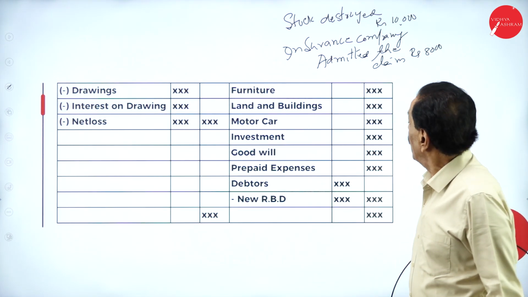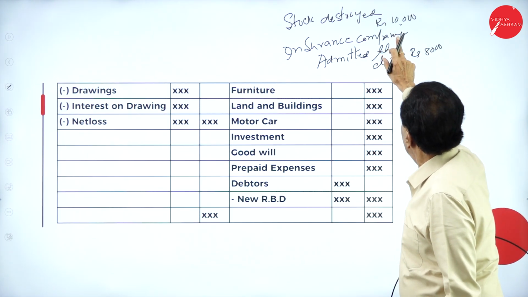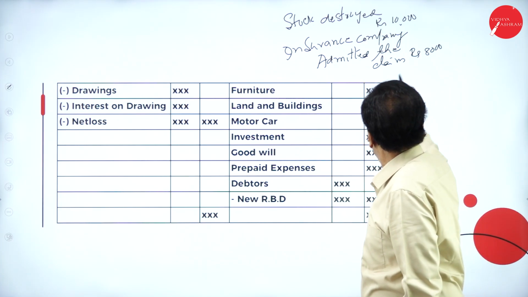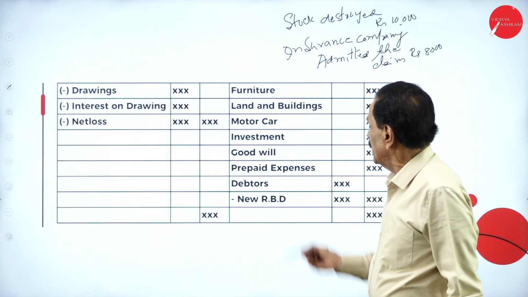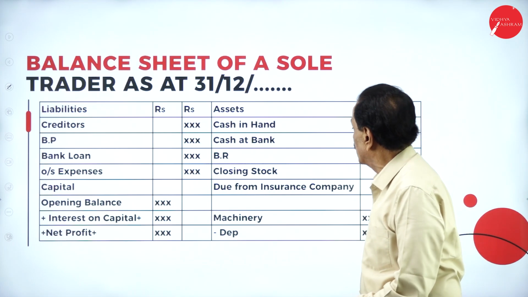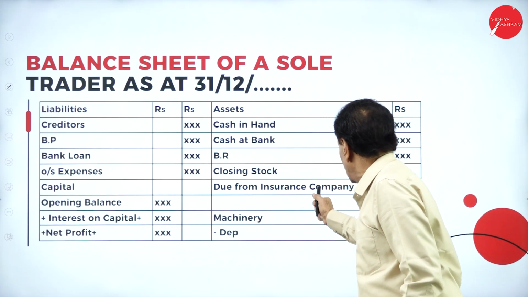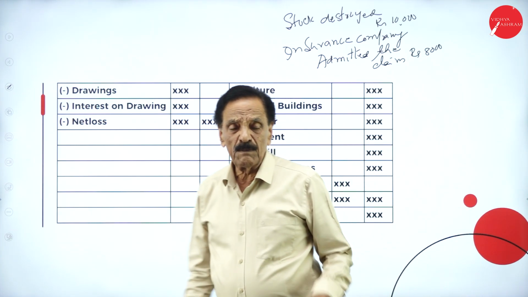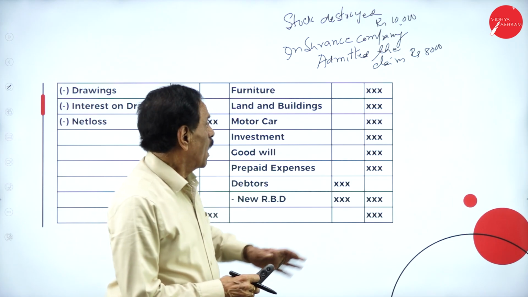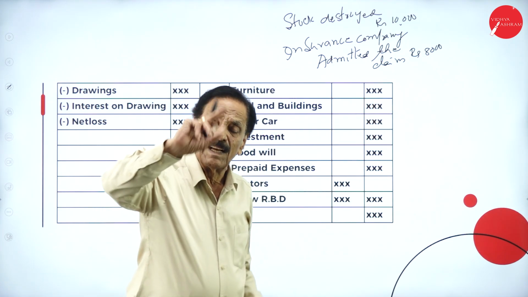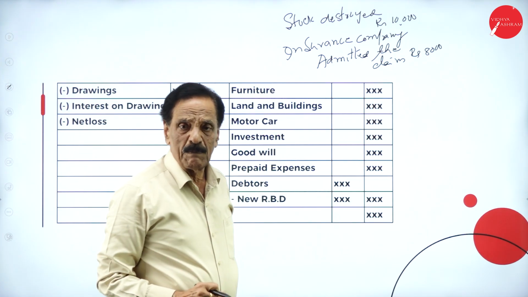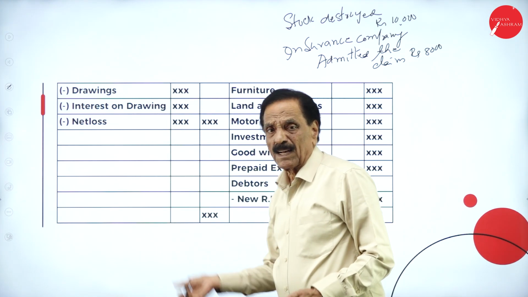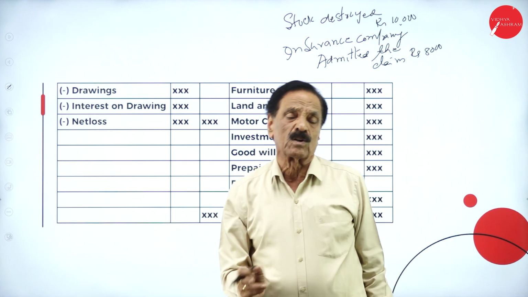What is the total value of the stock destroyed? 10,000. 10,000 will appear on the trading account credit side. How much money are we going to receive? 8,000. That will come on the asset side of the balance sheet as due from insurance company. The difference, 2,000, is a loss. That loss will appear on the debit side of the profit and loss account as a loss on stock.